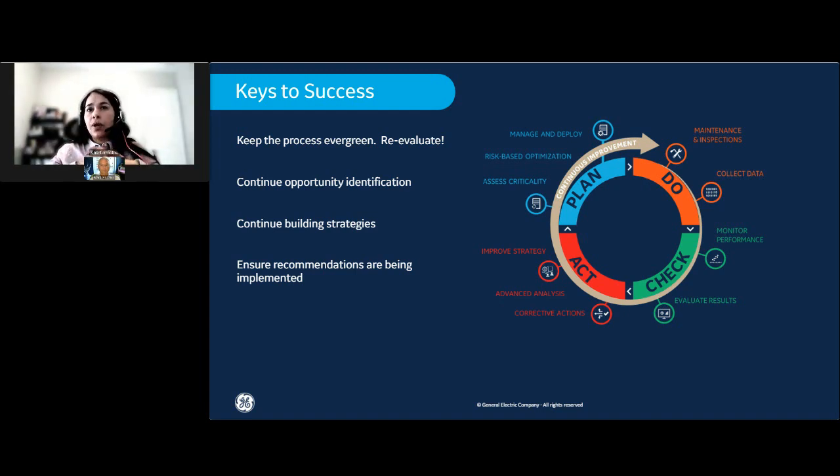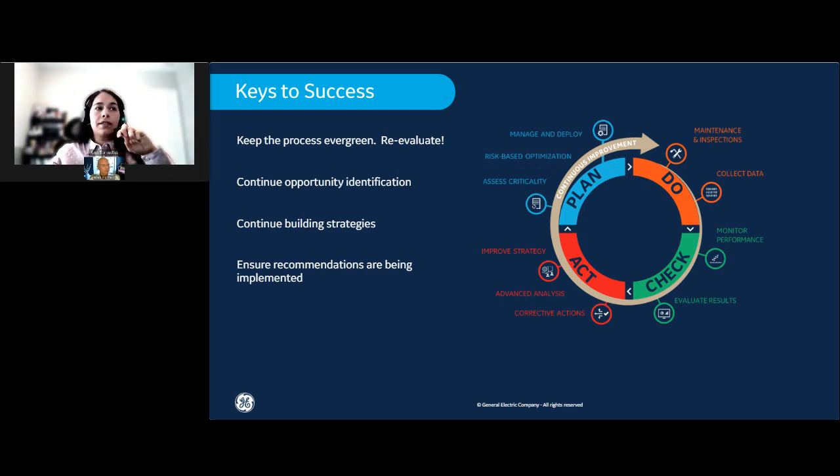Continue building the strategy. At the beginning, maybe you finish the criticality assessment and you start with the highly critical assets and equipment, but it's important to continue building a strategy for the others.